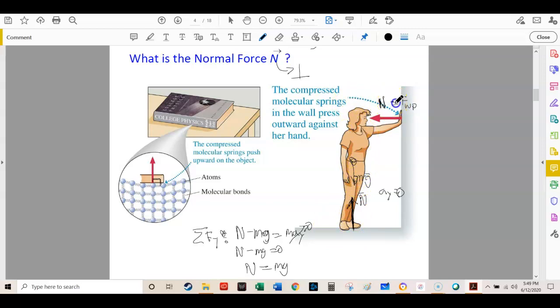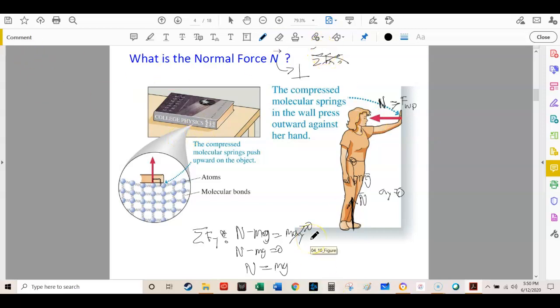Over here, you sum the forces up in the x direction. Okay. Basically, the normal force here is just the push of her hand against the wall, right? The force of her hand against the wall. So by doing the same method.